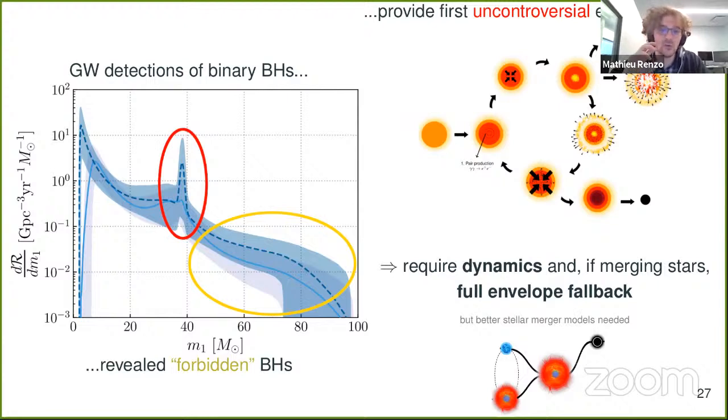And if you want the dynamical interactions to make a weird stellar progenitor for you so that that progenitor can make a big black hole, then you definitely want the whole hydrogen envelope to fall when you form the black hole. And this is something that we don't fully understand yet and should have more studies about. And that's pretty much what I wanted to tell you. Thank you.